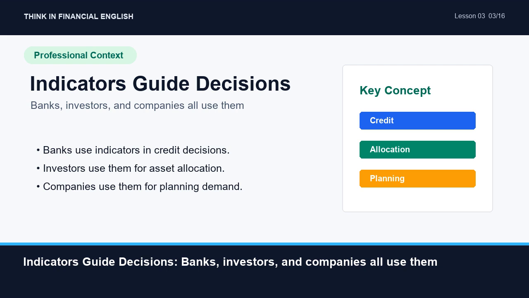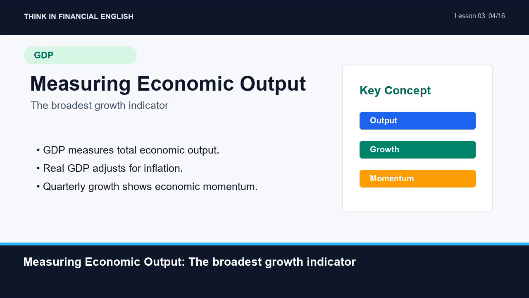GDP is useful, but it is often backward-looking. By the time GDP is released, businesses and investors may already be reacting to newer signals. GDP stands for Gross Domestic Product. It measures the total value of goods and services produced in an economy. Real GDP adjusts for inflation, so it gives a cleaner view of growth. When analysts say the economy expanded or contracted, they are often talking about GDP growth.